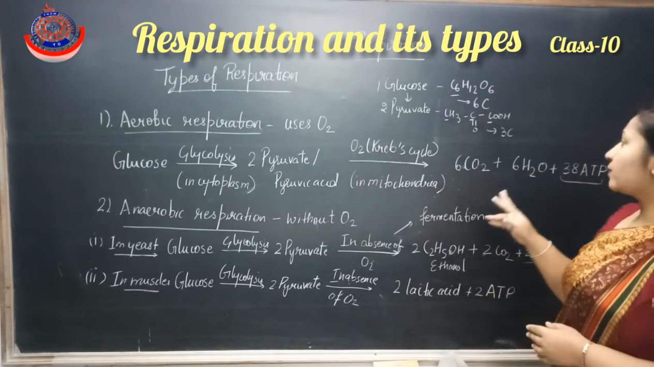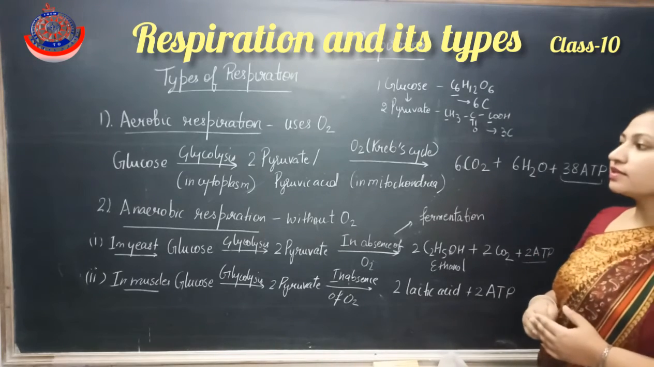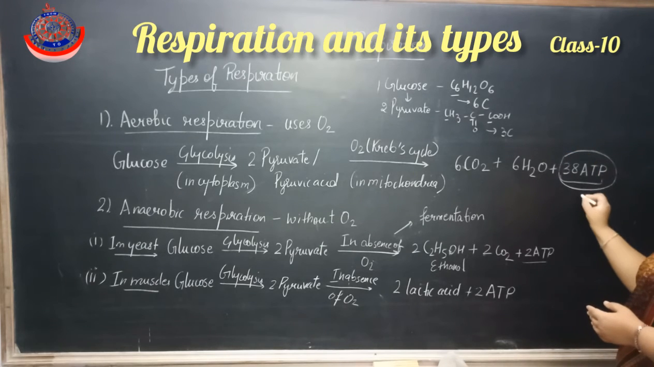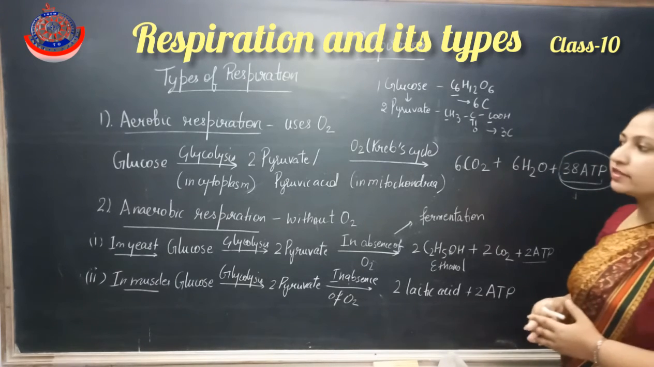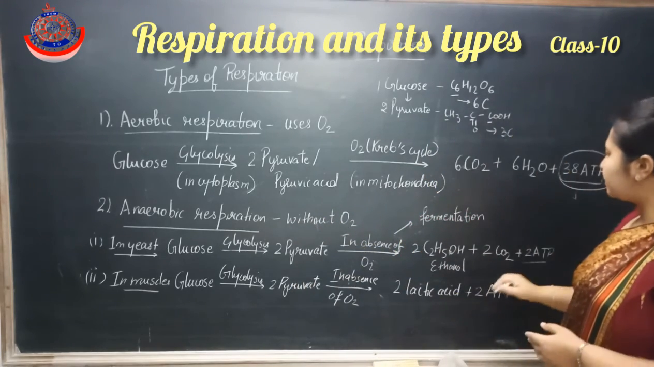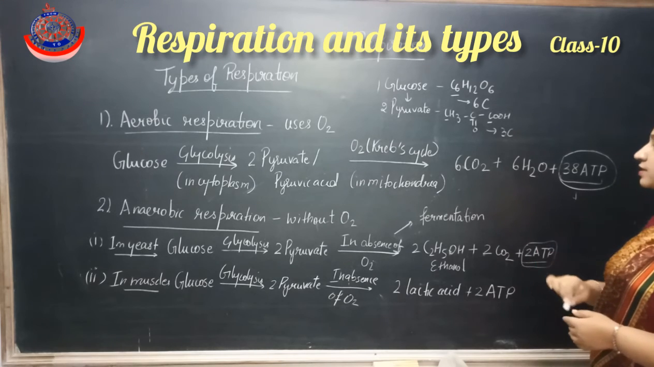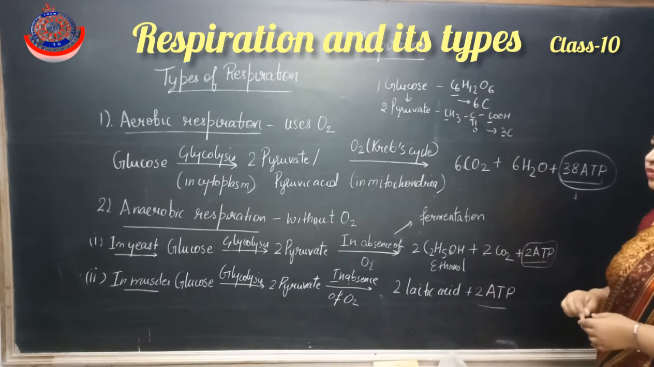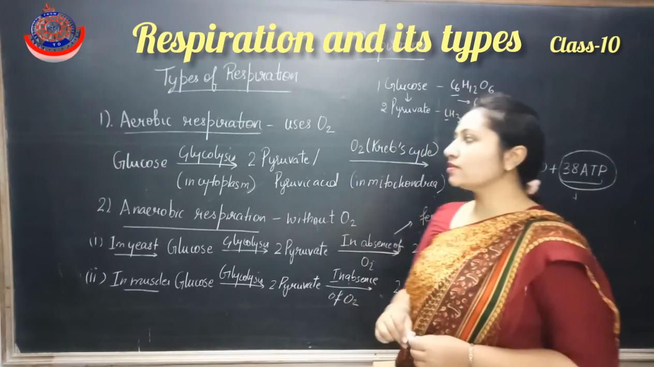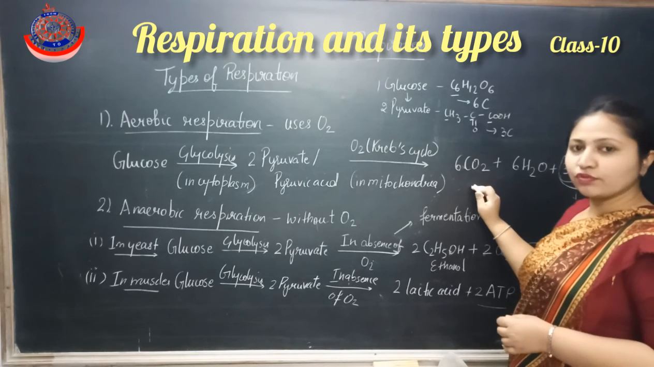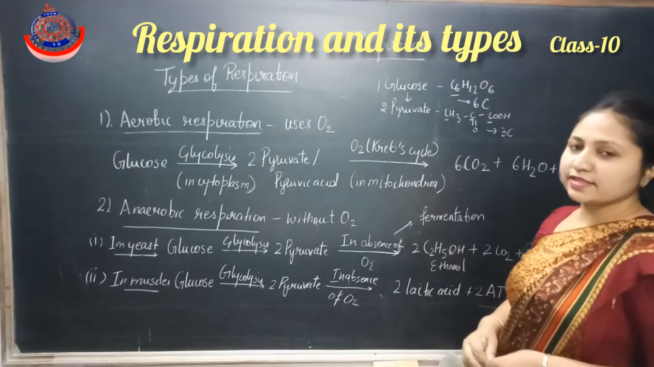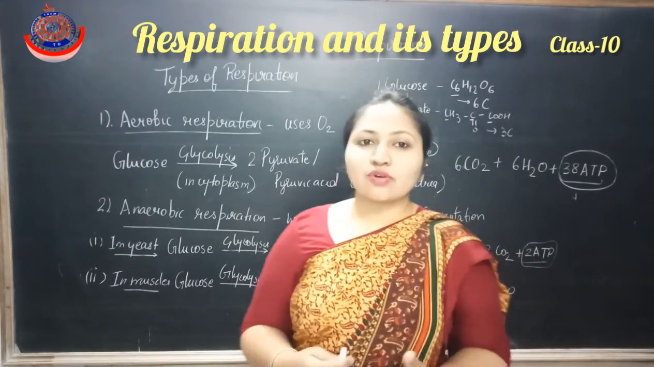And if we talk about the energy, it is around 38 ATP molecules, which means a considerable amount of energy is produced in case of aerobic respiration. But in case of anaerobic respiration, only 2 ATP molecules are produced. It means very little energy. So what is the reason behind that? Because here complete oxidation of food occurs, and here partial breakdown of the food occurs. So that is the reason. So that's all for today.